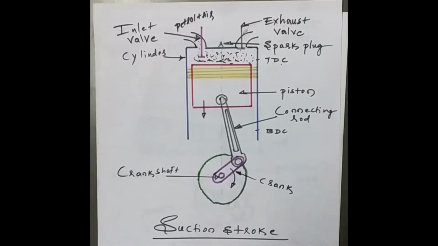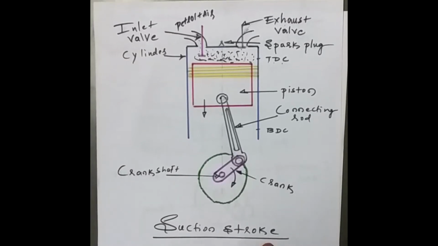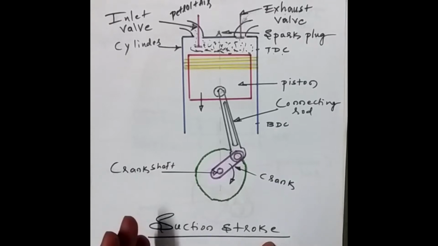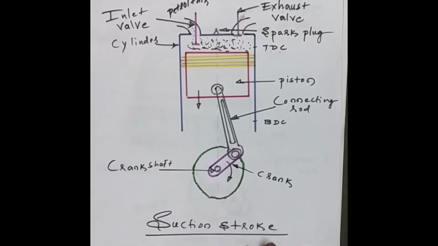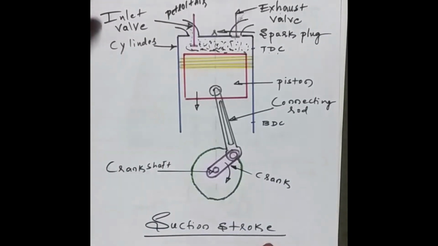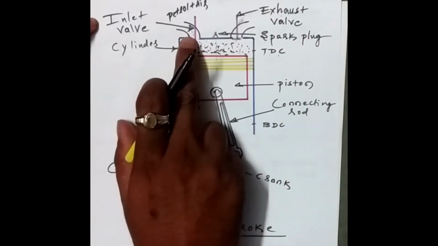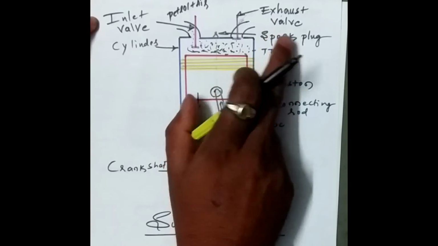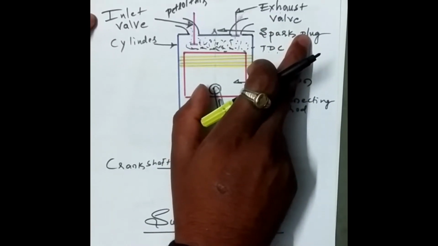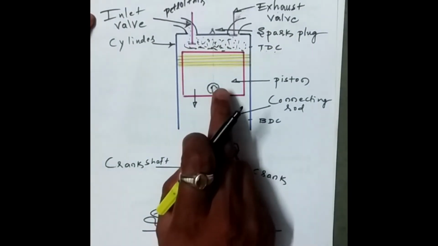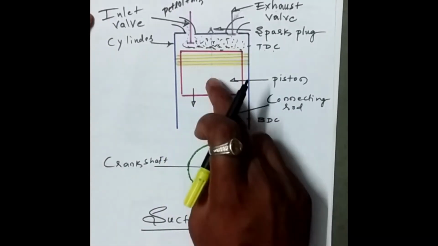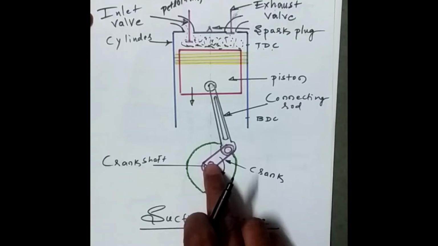Here we can see the suction stroke. In the suction stroke, we are going to learn it in 2 stages, that is the beginning of the suction stroke and after the suction stroke. In the beginning of the suction stroke, the inlet valve is closed and the exhaust valve is also closed, and we have a spark plug here. At the beginning, the piston is at TDC, the connecting rod is connected here and the crank will be here.